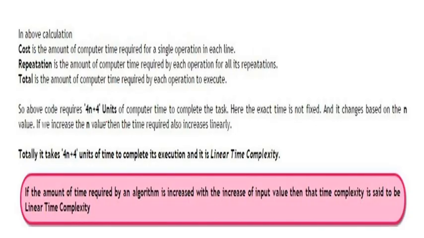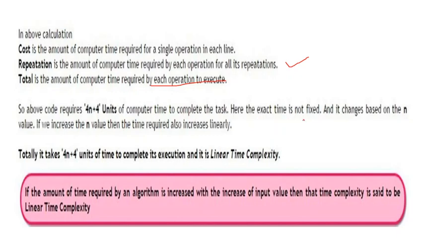So here, in the above calculation, based on whatever calculations are there, cost is the amount of computer time required for a single operation in each line. Repetition is the amount of computer time required by each operation for all its repetitions. How many times it is repeating, for that it is taking time. And total is the total amount of time required by each operation to execute. So the above code requires 4n plus 4 units of computer time to complete the task.